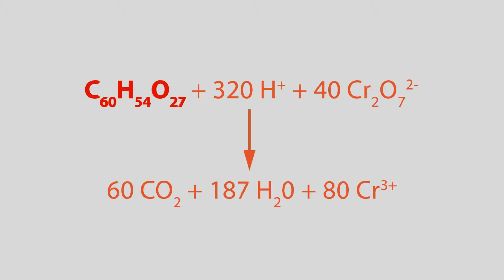Humus is quantified by the reaction with potassium dichromate. The humus is oxidized to CO2 and water, and the dichromate anion is reduced to the chromium 3 cation.